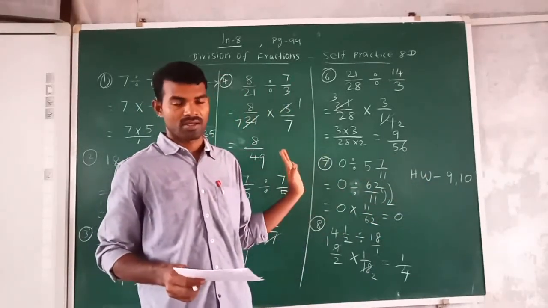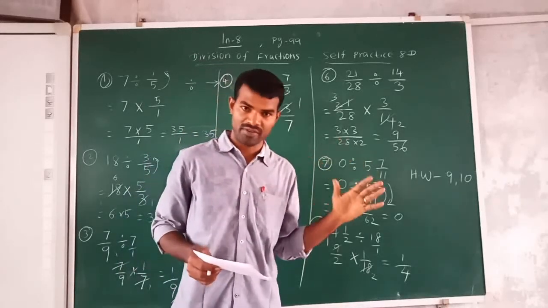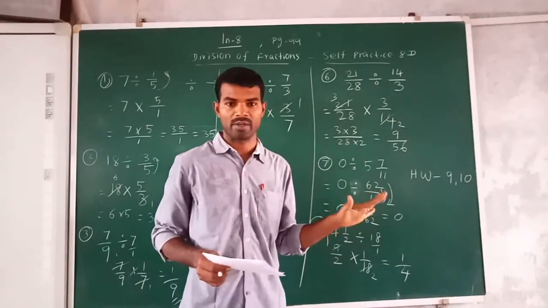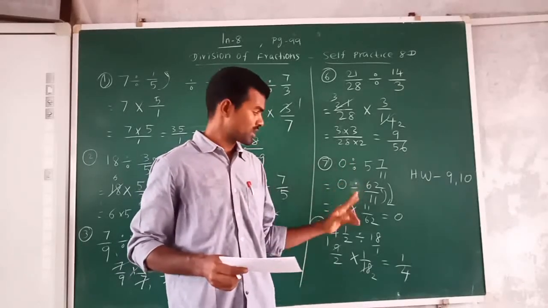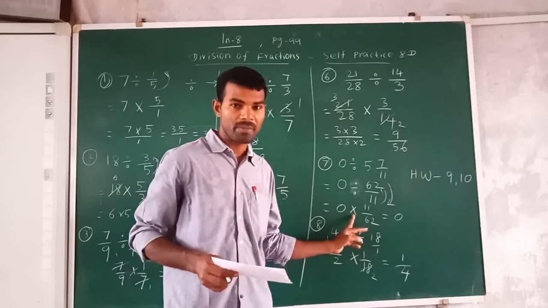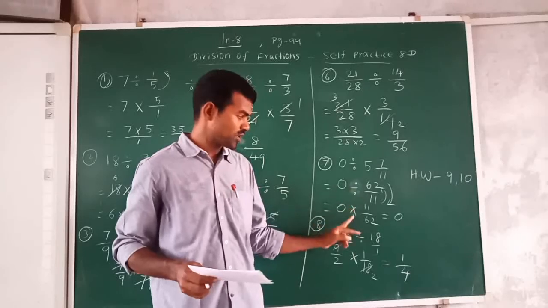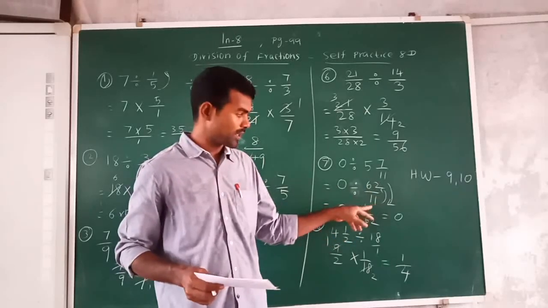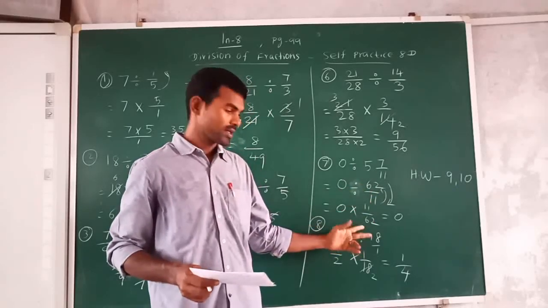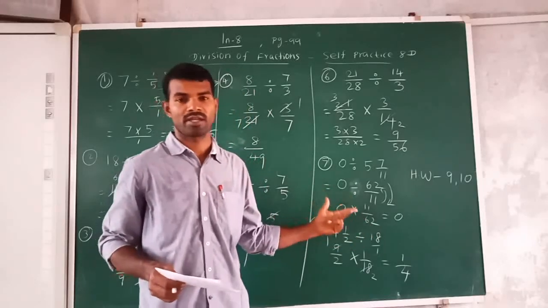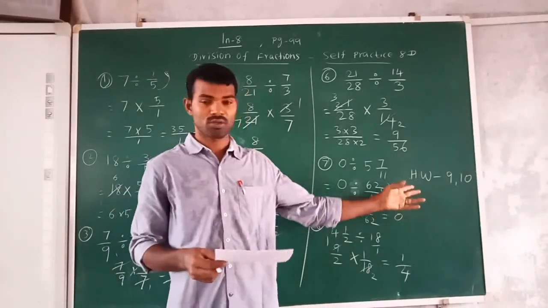Same method. First step, if the question has a mixed fraction, change the mixed fraction into improper. Second step, if there is division, change the division into multiplication. Third step, after changing division into multiplication, you have to change the number: the numerator comes to the denominator and the denominator goes to the numerator. Very simple. Each step, just follow it. This exercise 8D is very easy. You can do these 2 questions as homework.